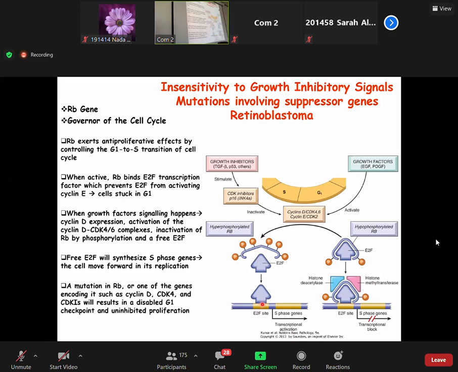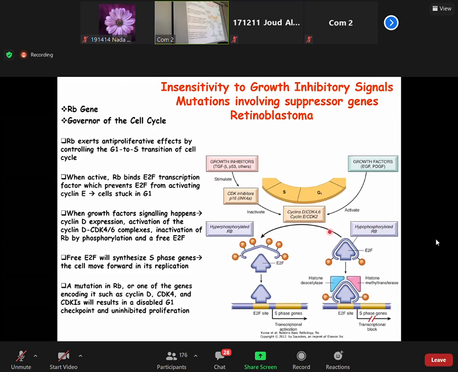And the E2F will find its way into the genomic sequence and will be making these S phase genes, allowing the cell cycle to move only transiently. Why transiently? Because the CDK inhibitors immediately are going to kick in to knock this down and take the hyperphosphorylated retinoblastoma back to its hypophosphorylated active form.